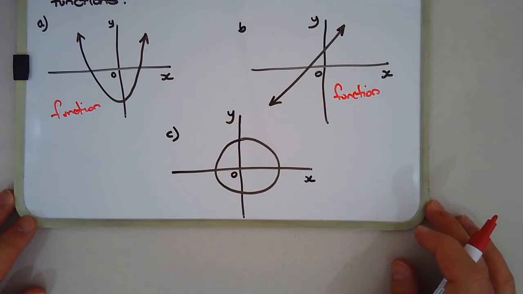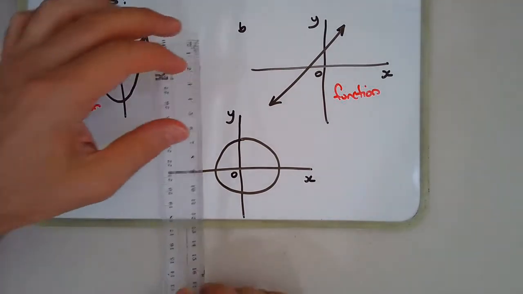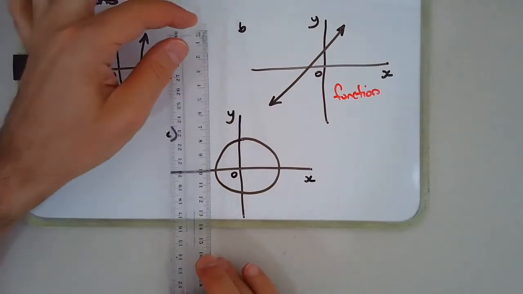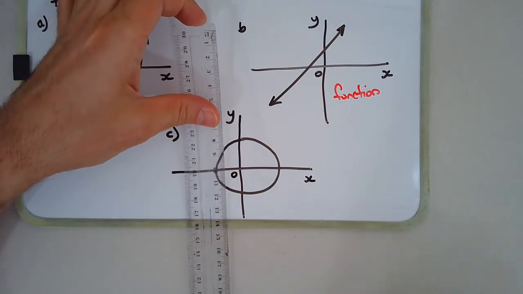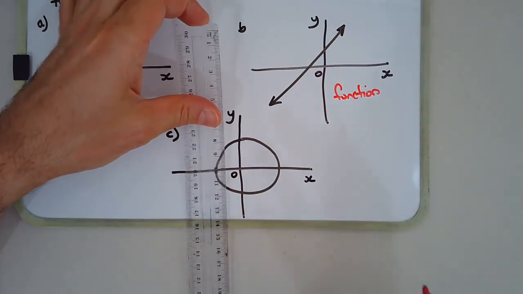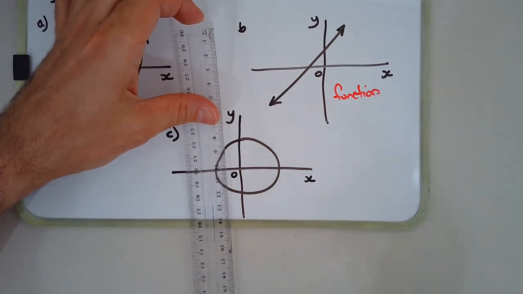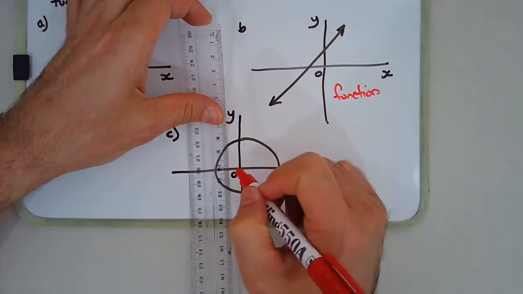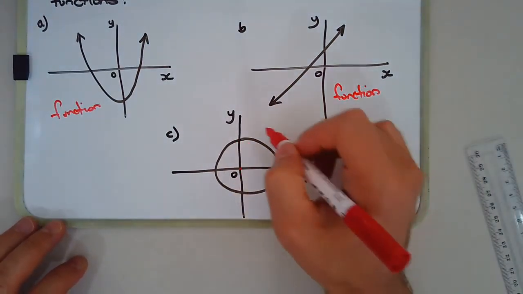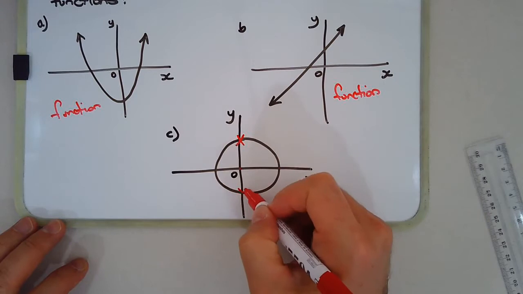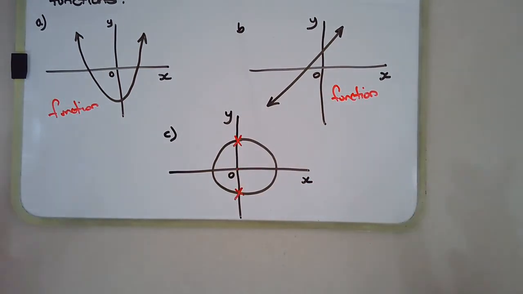How about part C? This one's a circle. If we sweep the vertical line from one side to the other, we can see that there are multiple points where the rule of what constitutes a function is broken, in fact. Let's take the y-intercepts. When x is 0, we have two possible y values that result.